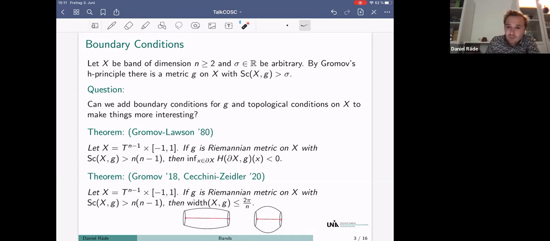So there's this other theorem, which was proven by Gromov first, in dimensions smaller or equal than 7. And then there is this index theoretic story by Cecchini and Zeidler. So they proved it in all dimensions. And again, you take the same manifold, torus cross interval, and then you pick a Riemannian metric on X. You pick scalar curvature bigger or equal than that of the n-sphere. And then the width, which is again the distance between the left and right boundary, is bounded from above by 2 pi over n.